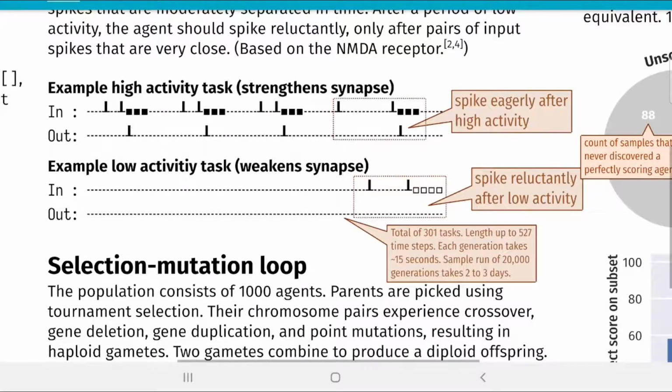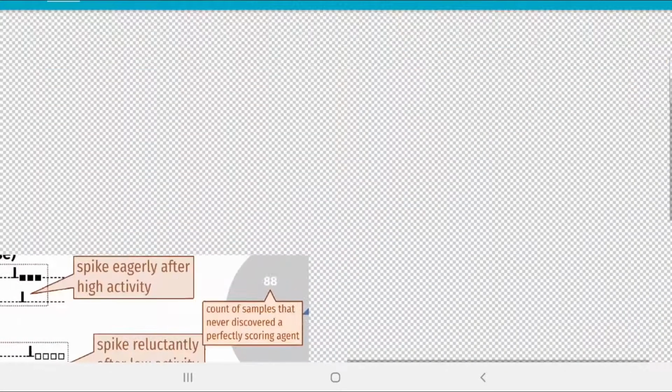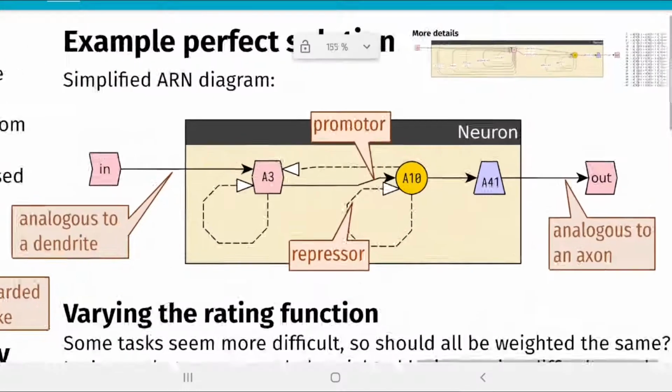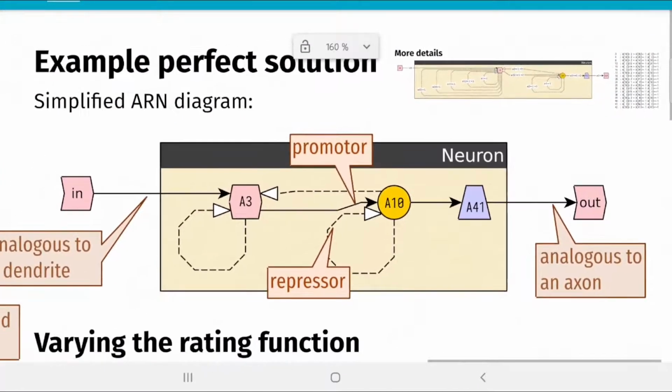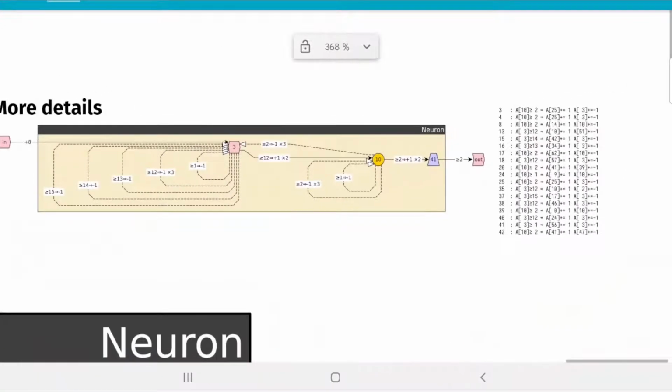Each run of the simulation ends after the first perfectly scoring agent dies or after 20,000 generations, whichever happens first. Here is an example of a perfect solution. In this diagram, nodes represent elements of the state array A. Each instruction corresponds to two arrows, a solid arrow from P switch to P up, and a dashed arrow from P switch to P down. Only arrows relevant to generating output are shown.